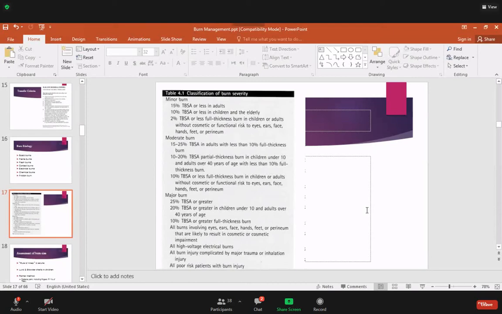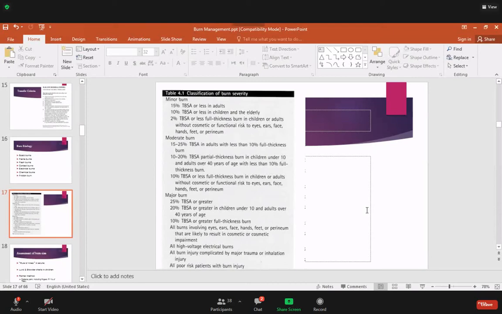All high voltage electric burns, I told you that referral for the electric burns is immediate. You should refer any electrical burn to the burn center specifically. And these electrical burns should be considered as a major burn because there are other factors involved in the body damage. So they should be considered as a major burn.